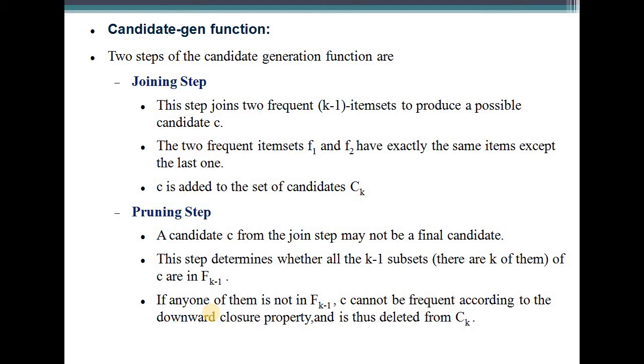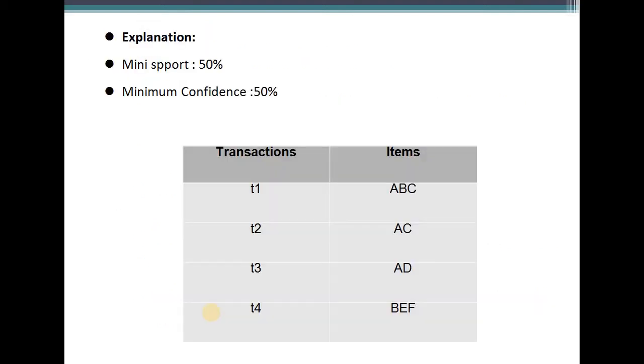Pruning step is to find out the candidates which have a subset that is not frequent. That is, this step determines whether all the k-1 subsets of the candidate C are in Fk-1. That is, whether all the k-1 subsets of the frequent item sets are also frequent. If they are frequent, the candidate is considered. If they are not frequent, they are not considered. So that is known as the pruning step. Let us go through an example which will give you a clearer idea about the joining and pruning process.